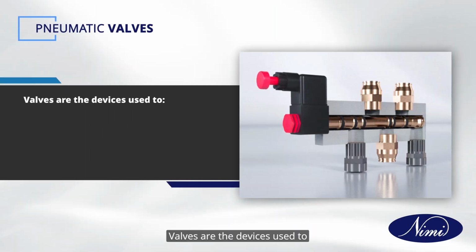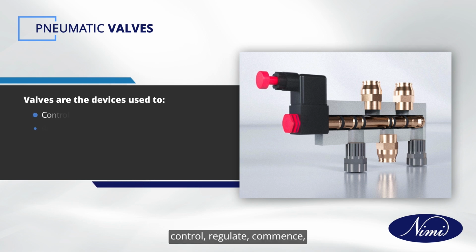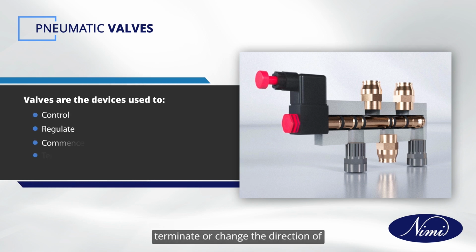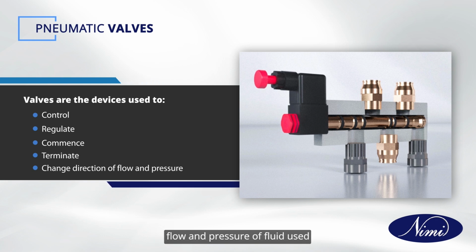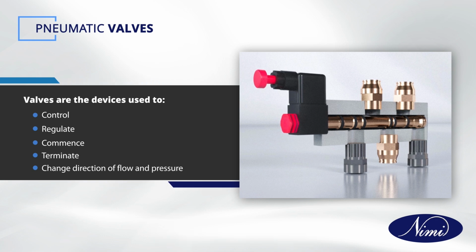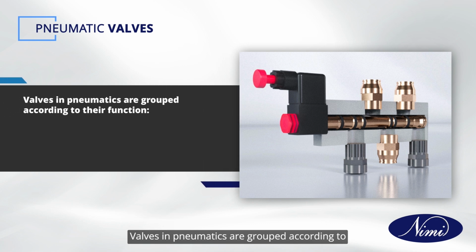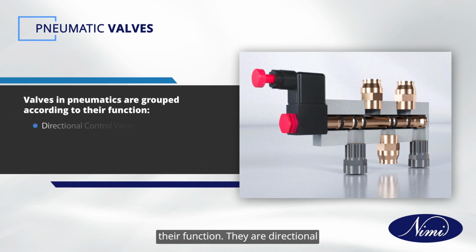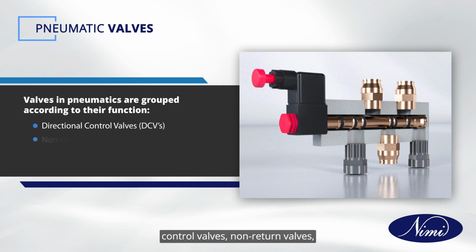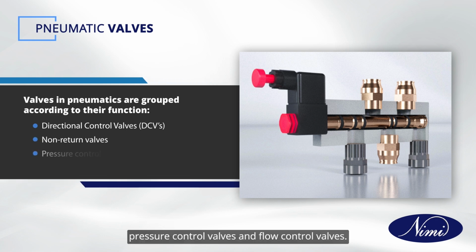Valves are the devices used to control, regulate, commence, terminate, or change the direction of flow and pressure of fluid used in the system. Valves in pneumatics are grouped according to their function. They are directional control valves, non-return valves, pressure control valves, and flow control valves.